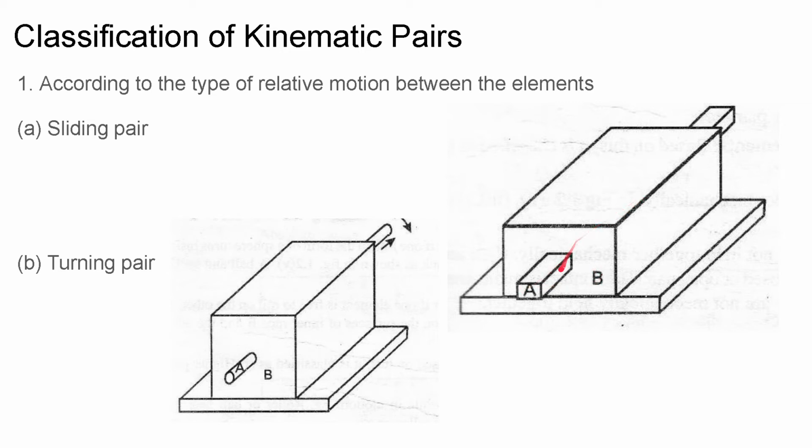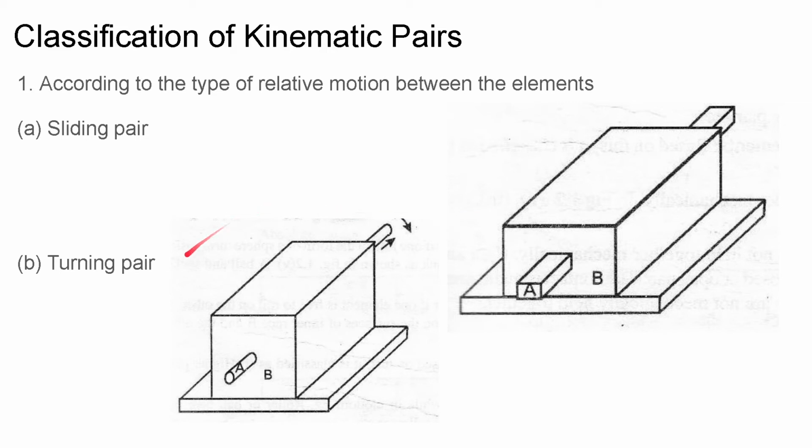So when two elements of a pair, so A B makes a pair, and they are connected in such a way that one can slide relative to the other, it is called the sliding pair. A similar condition occurs in a piston moving inside the cylinder of the engine, or also in the lathe machine the similar situation occurs.